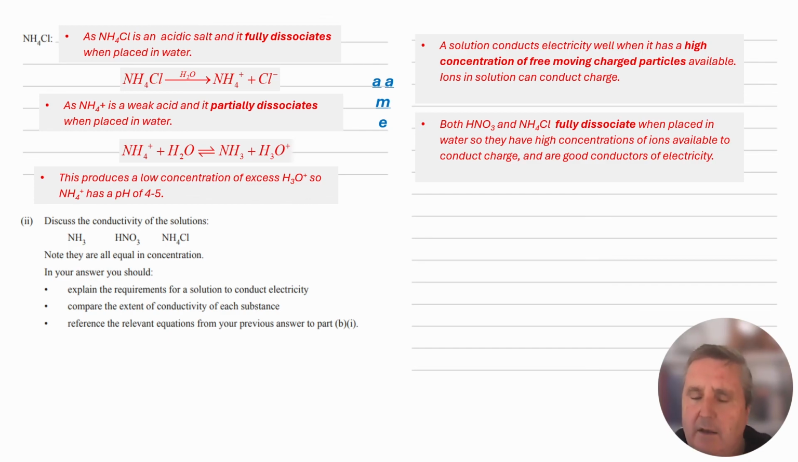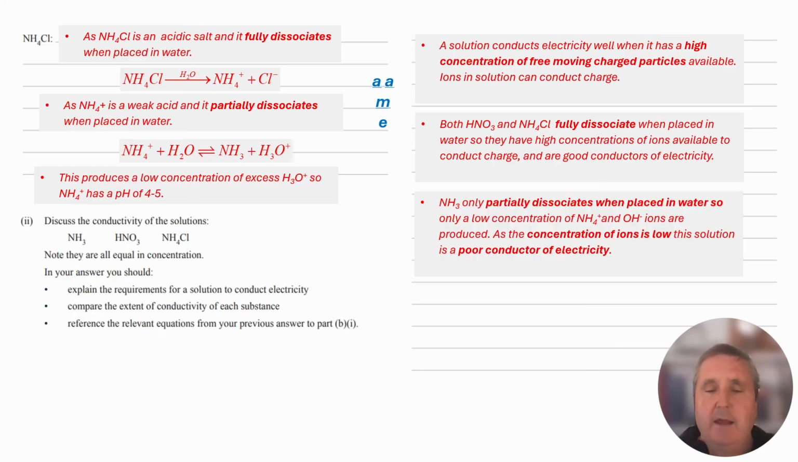Both HNO3 and HCl fully dissociate when placed in water, as we saw in this equation here and the one on the previous slide. So they have lots of ions available to conduct charge and are good conductors of electricity. NH3, however, only partially dissociates in water. So it has a low concentration of NH4+ and OH- produced, so the concentration of ions is low, and it's a poor conductor of electricity.